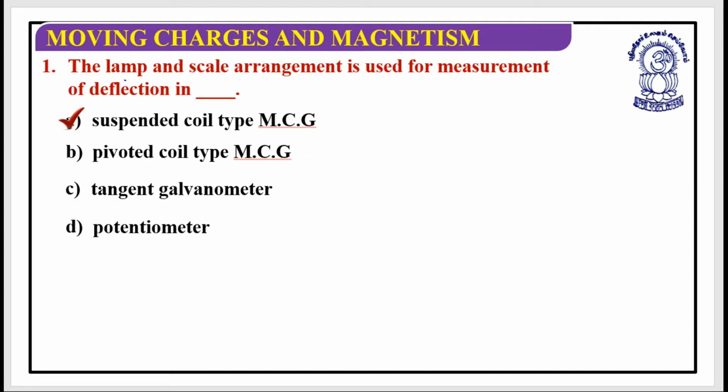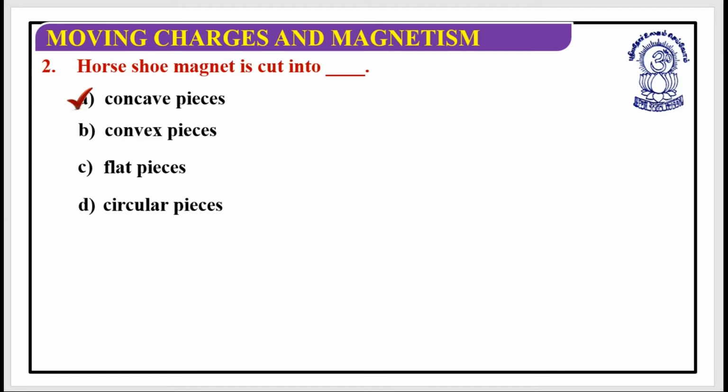Yes, so first, the lamp and scale arrangement is used for measurement of deflection. They are used in the suspended coil type moving coil galvanometer. Is it clear? Next, horseshoe magnet.